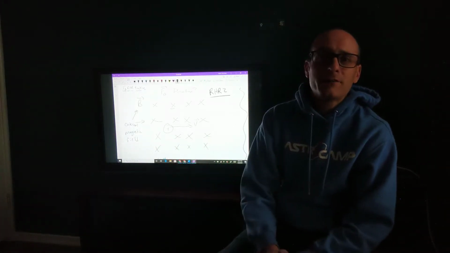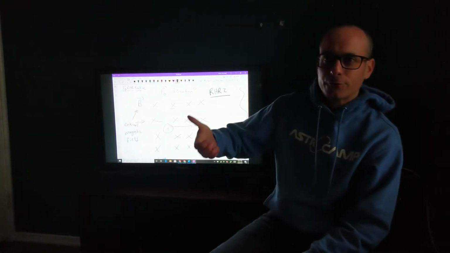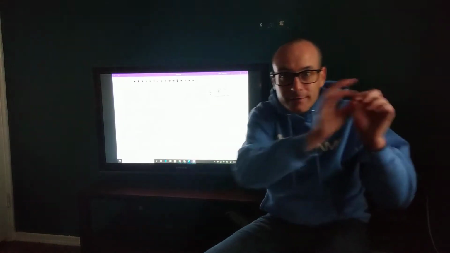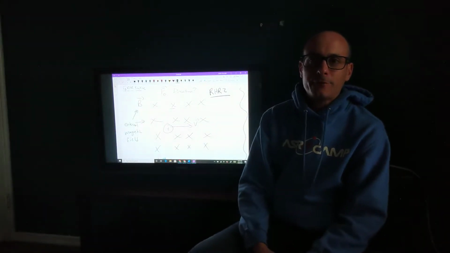So I'm going to teach you guys about the second right hand rule. The first one we got was, you had a current moving in a wire. Your thumb was the direction of the current. Your fingers curled in the direction of the magnetic field. So thumb went this way, fingers curled, and there you go, you got the direction of that magnetic field.